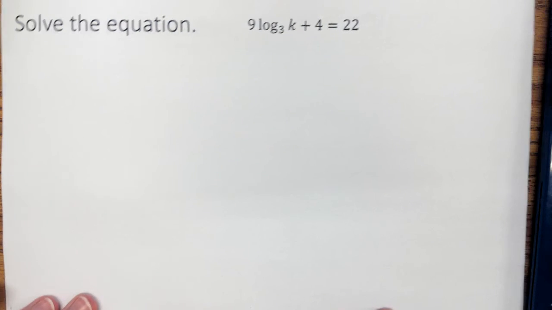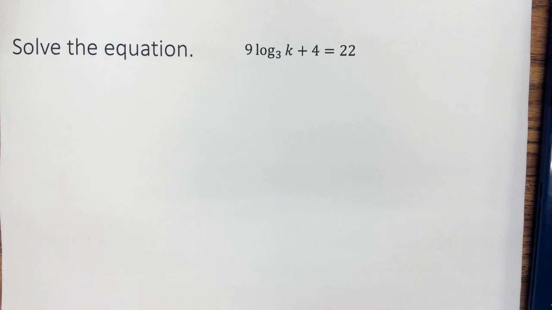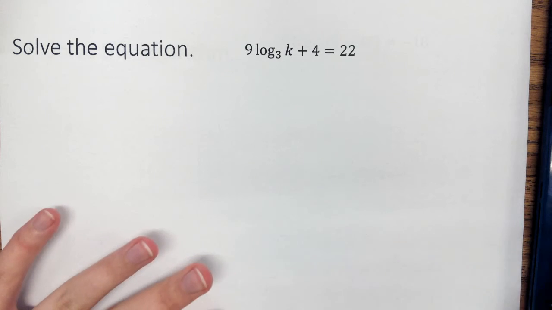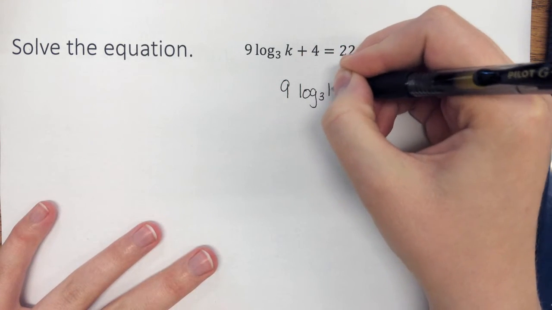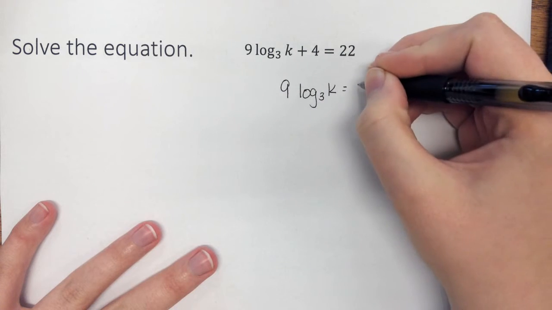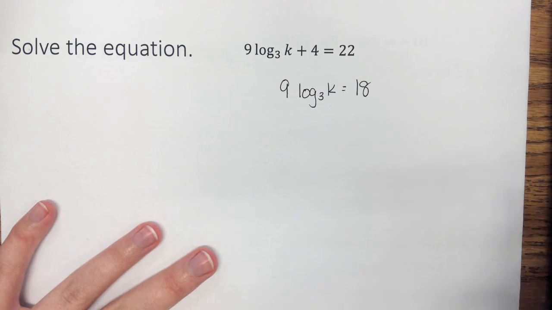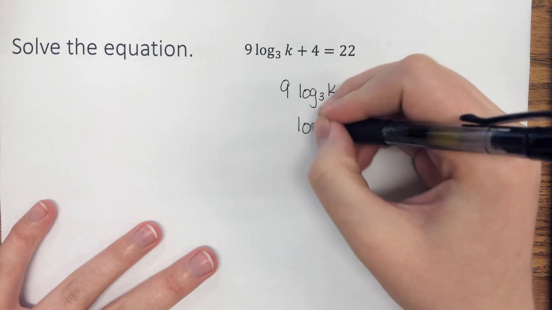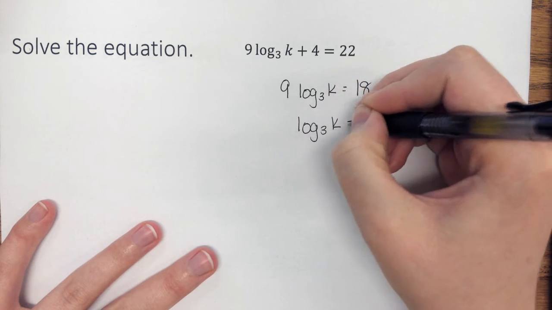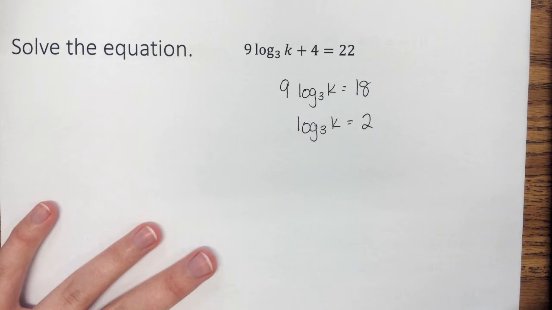Now we need to talk about what you do if there's not logs on both sides. So I'm still trying to solve. My first step is going to be to get that logarithm by itself. I need to isolate it. So I'm going to subtract 4. So 22 minus 4 gives me 18. And divide by 9. This is 9 times log base 3. 18 divided by 9 gives me 2.